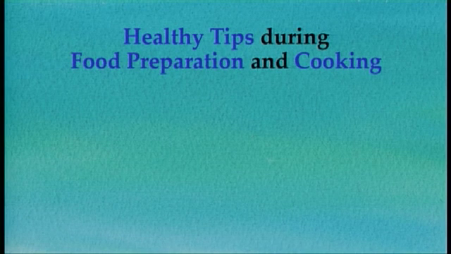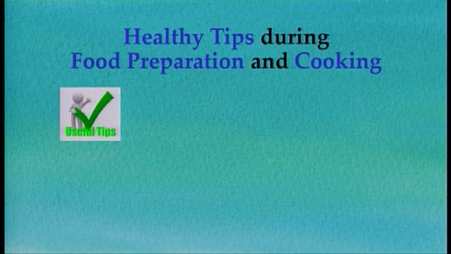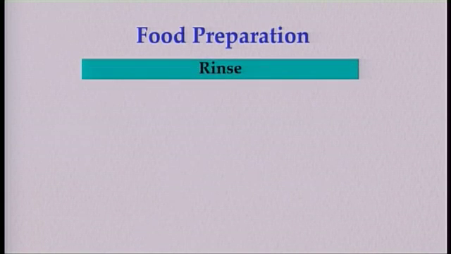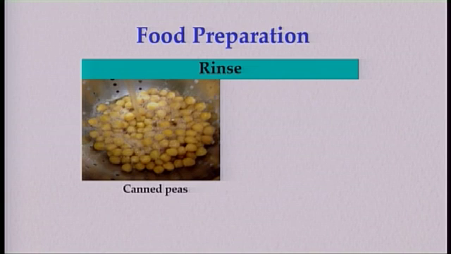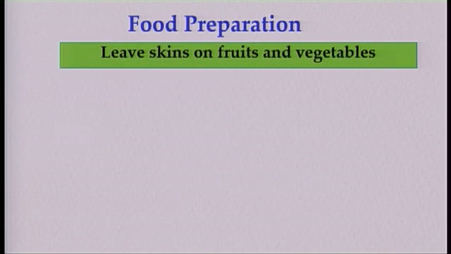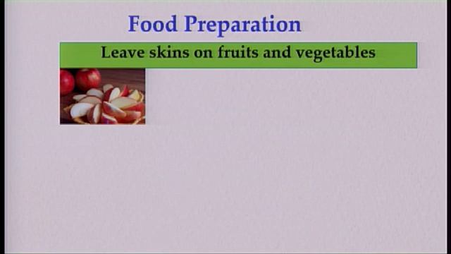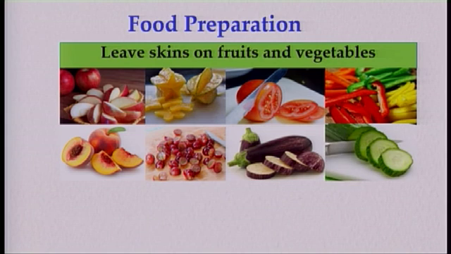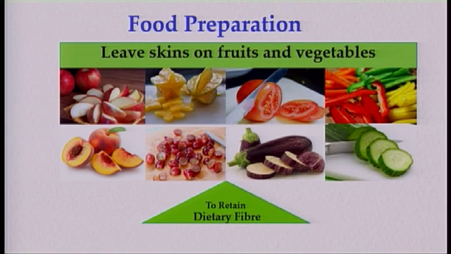There are also some healthy tips during food preparation and cooking. When you are preparing canned peas and canned beans, you can rinse them to reduce salt. When you are preparing fruits and vegetables, you can leave skins on these fruits and vegetables. This will allow you to retain a maximum amount of dietary fiber.